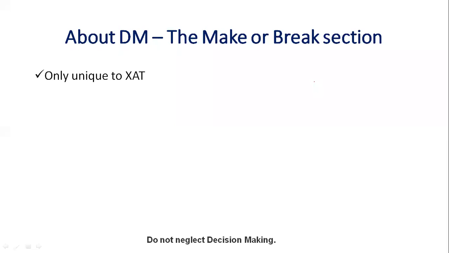So yeah, decision making, this is the make or the break section. And why is that? Because this is only unique to XAT. Every student is at the same page as of now. So now it is up to you whether you want to have 50 percentile or whether you want to have 99.99 percentile in decision making. Only the next 30 days is going to determine your percentile in decision making.